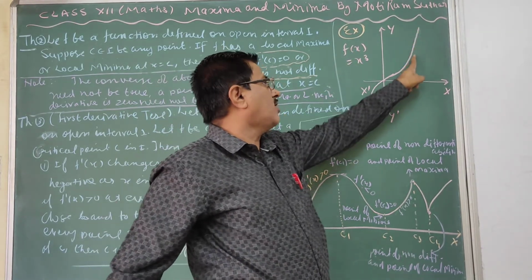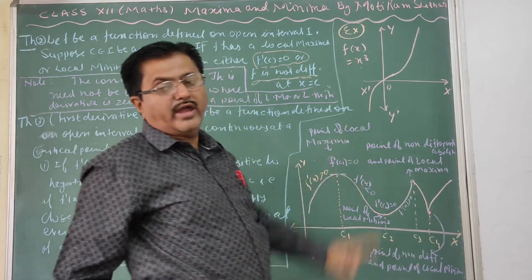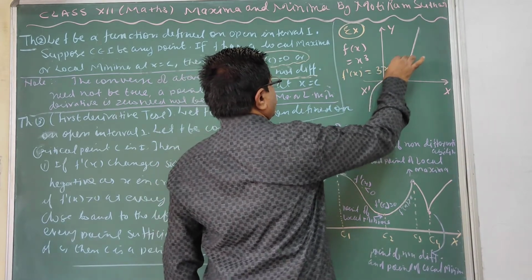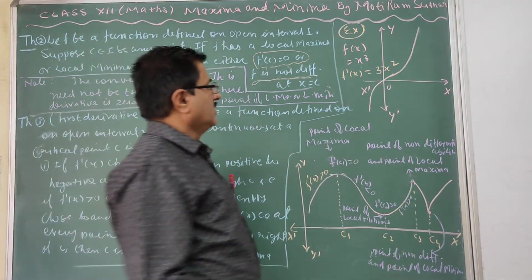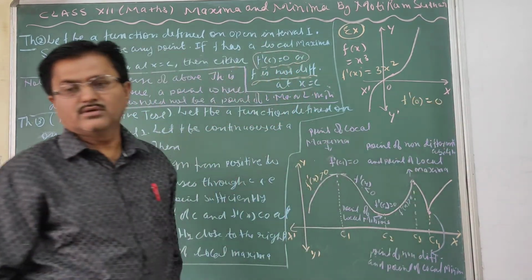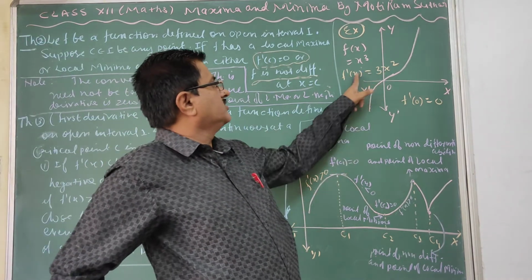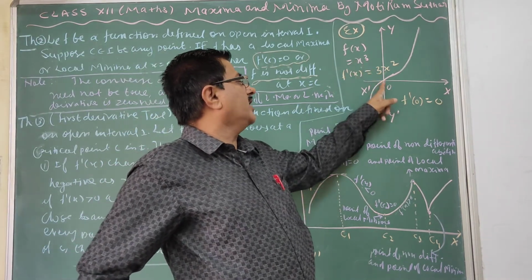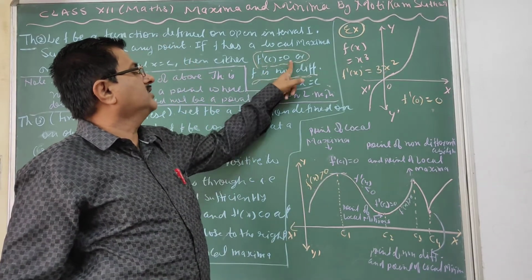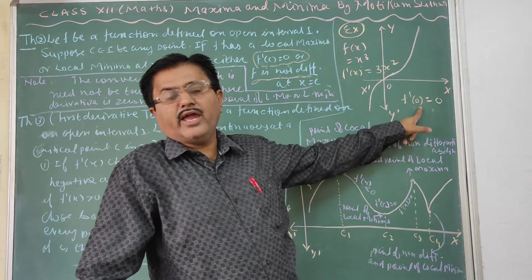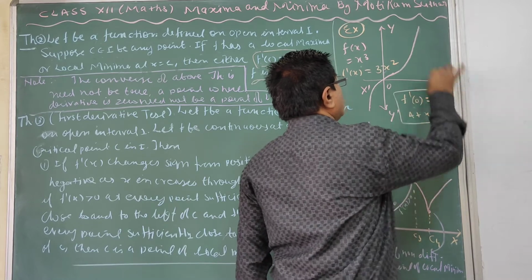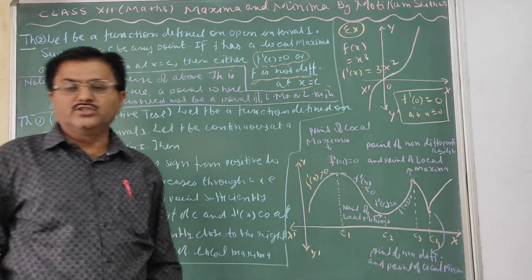This is the graph of the function f(x) equal to x cube. Now if you find the derivative, its derivative will be 3x square. And if you want to find the derivative at 0, is it 0? Put 0 here. So the derivative of this function at the origin is 0. So we get this condition f dash c equal to 0. So at x equal to 0, the derivative of the given function is 0.